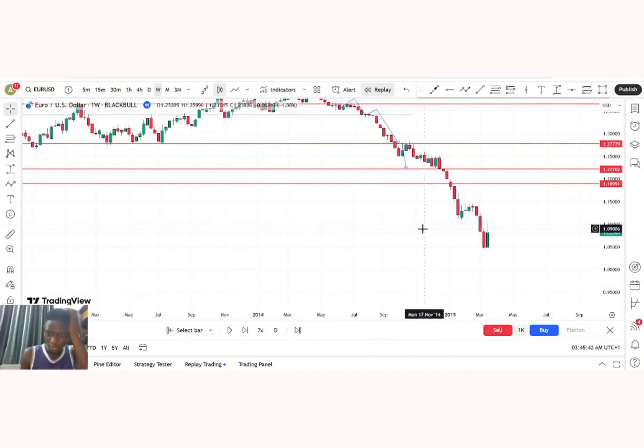Okay, so looking at this, this is a breakout. The market might likely retest here, but then you can see the market might retest here as well, right, and then continue the downward movement.